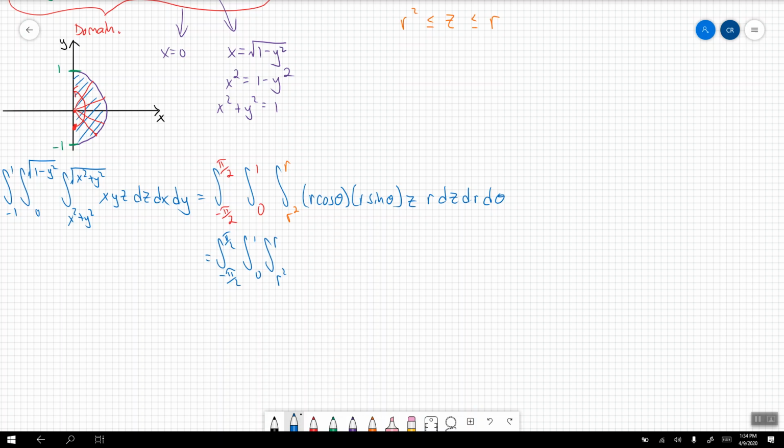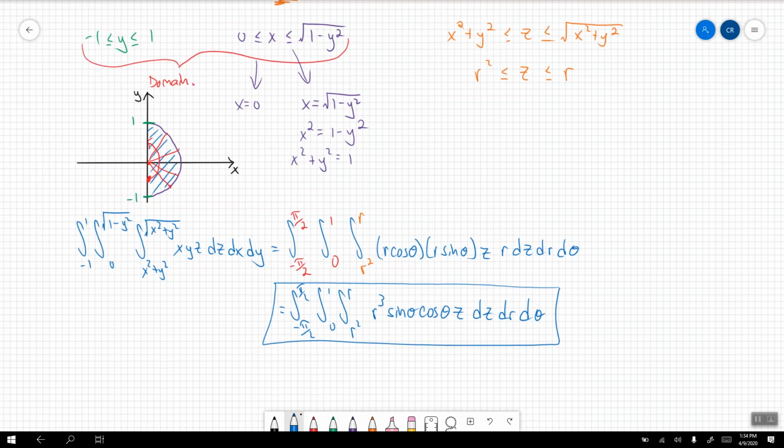And this is all going to be r cubed sine theta cosine theta multiplied by z. And that's going to be dz dr d theta. This integral here is way easier to evaluate than the initial integral that was given to us. And this is how, again, we work with cylindrical coordinates.